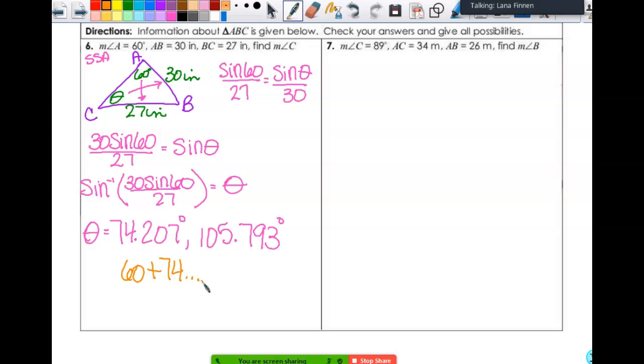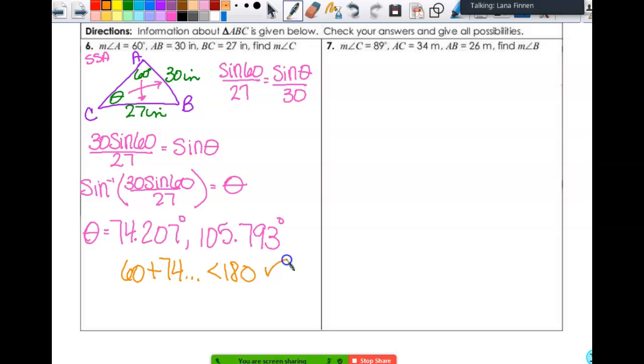I don't have to actually find it, but I'm pretty confident that that right there is going to be less than 180. Because what we're checking is, if I do use this for theta, will it work in here? Because if it's not less than 180, I don't even have room for this third angle, and I know I can't have more than 180 in the triangle. You with me on that? So it has to be less than 180, so we have room for angle B.